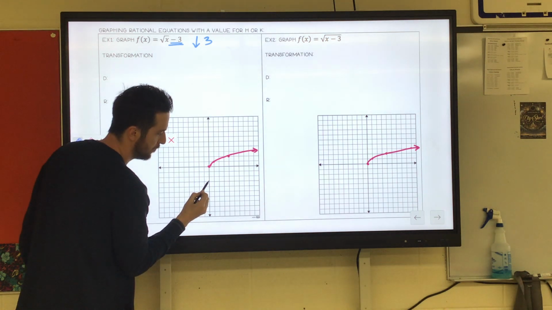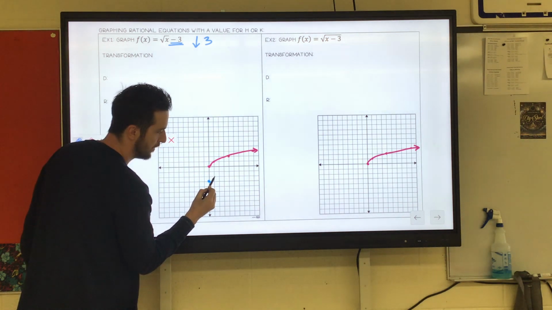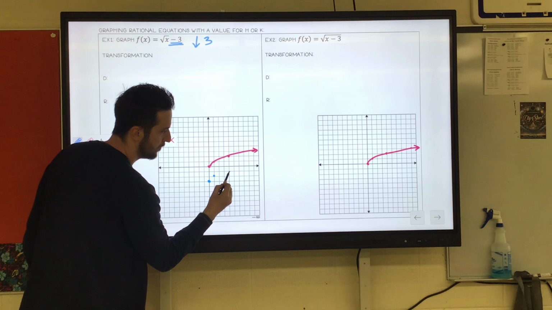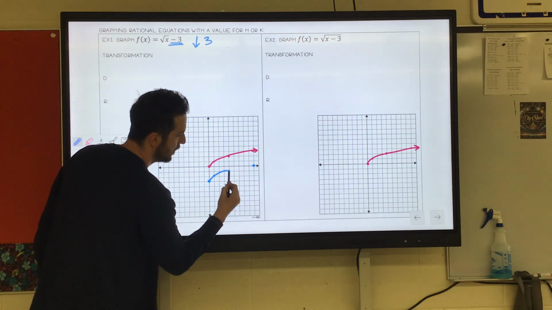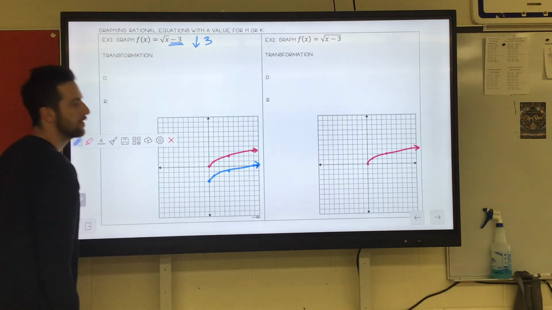Here's 0, 0, drop it down. 1, 1, drop it down 3. Here, drop it down 3, drop it down 3. And we're having fun. Look at us having so much fun.